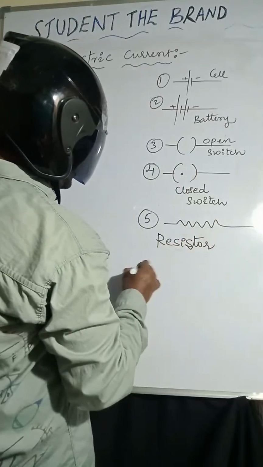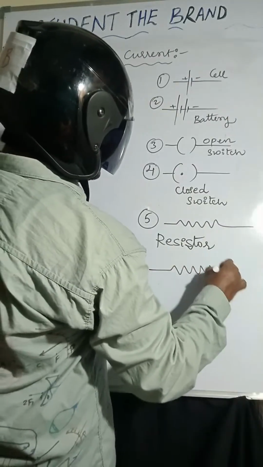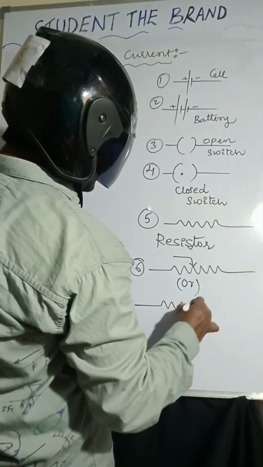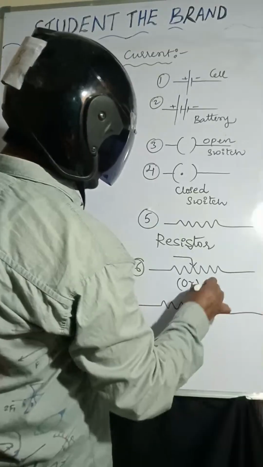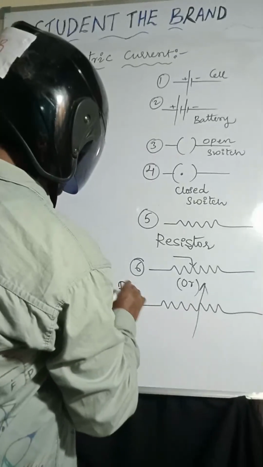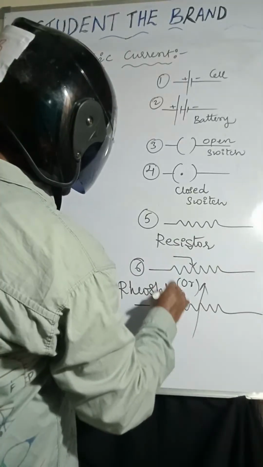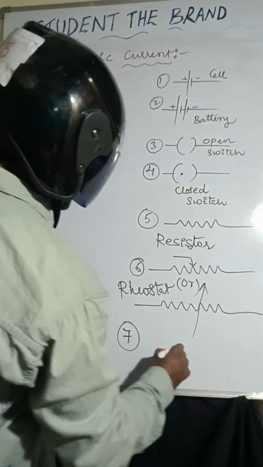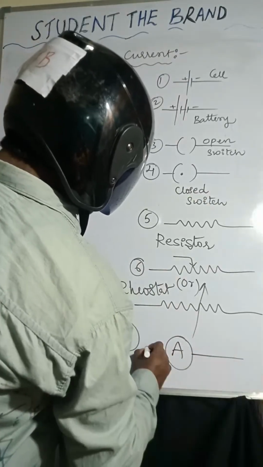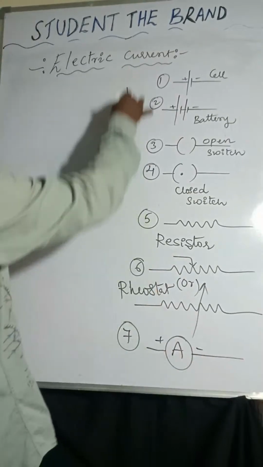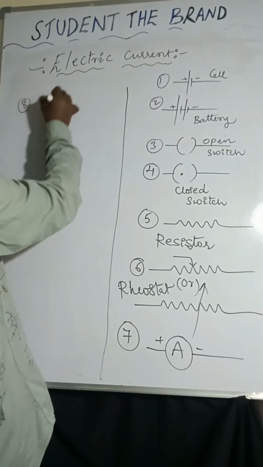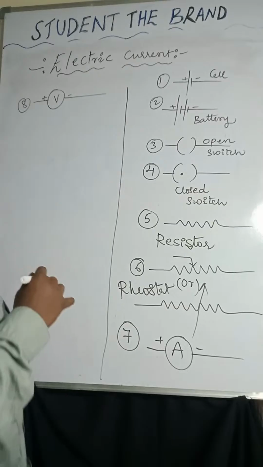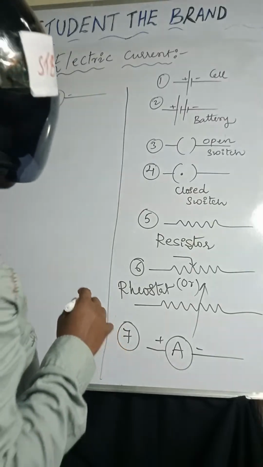Coming to the sixth one, the rheostat. The next one, the seventh, is the ammeter. The eighth one is the voltmeter.